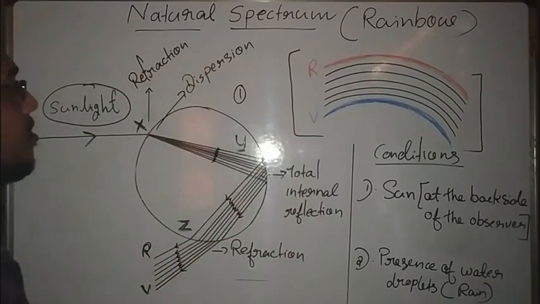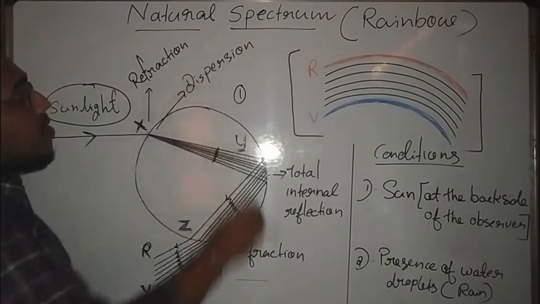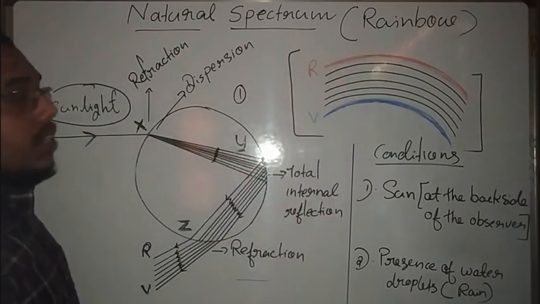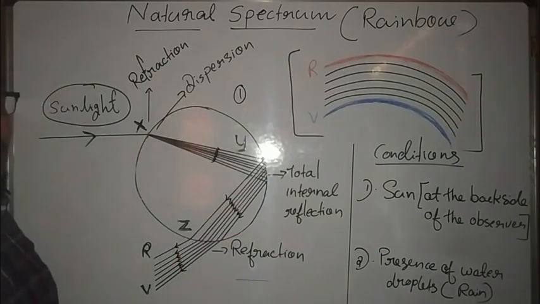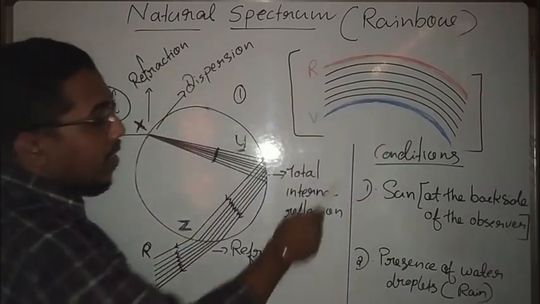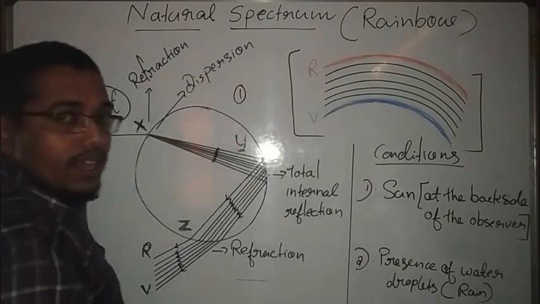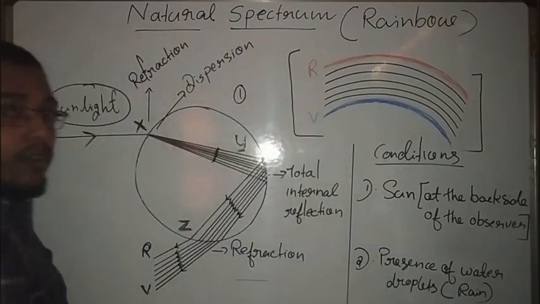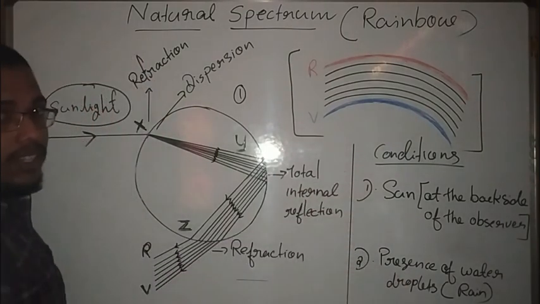Once again I will recollect all the points. We discussed the natural spectrum. Natural spectrum means the dispersion of sunlight in nature, which forms a rainbow, so it is called a natural spectrum. It is a good example of the dispersion of sunlight in nature. Then the shape of the rainbow, and the conditions for its formation. The first condition, the presence of the sun at the backside of the observer. The second condition, the presence of rain, or water droplets in the atmosphere, or simply it should be a rainy day.